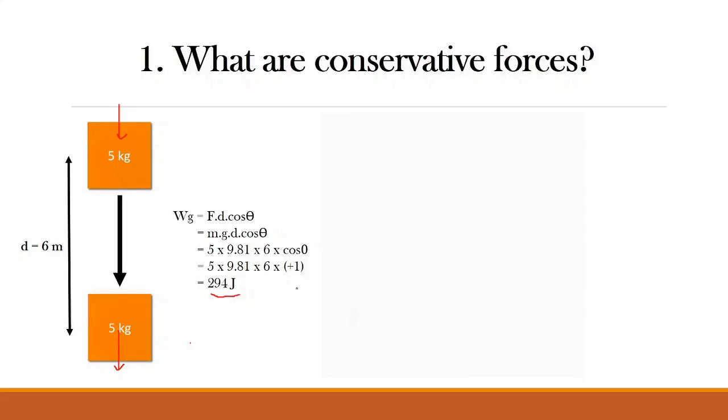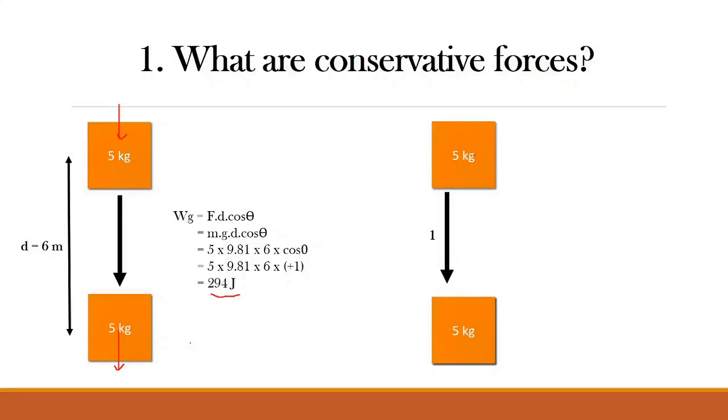Now let us consider one more example. Consider the same block which has a mass equal to 5 kg, which moves in downward direction. So this is the first process, so that this block will be displaced by a distance equal to 6 meter. Now consider the same block which moves in upward direction, that is, to reach its original position. Let us consider this is the second process.